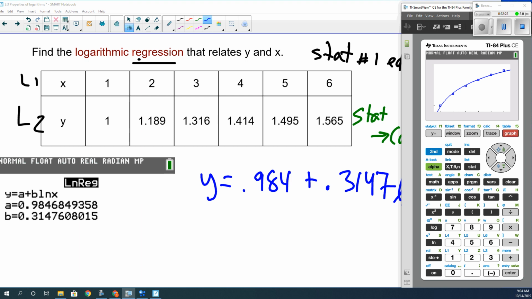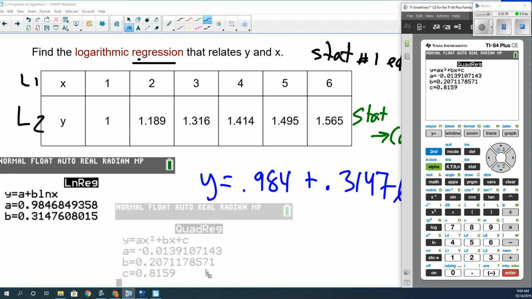Now the calculator will do whatever type of equation you tell it to. Doesn't mean it's going to be a good fit. So if I went over to calculate and I'm like, oh, I want to do a quadratic regression, so I had chosen number 5. Yes, the calculator will give me an equation for a quadratic equation, but it doesn't mean that it's a good fit for the data.